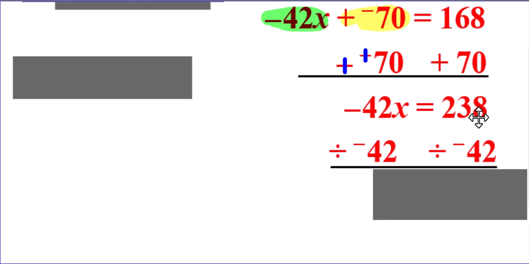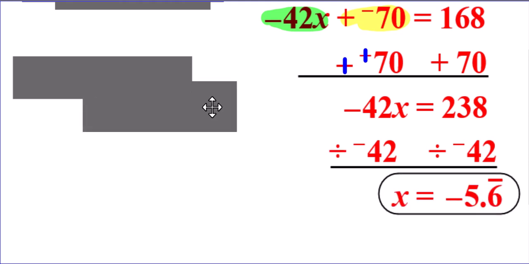Use your calculator, because this is not something you're probably going to do without one. 238 divided by negative 42 is negative 5.6 repeating. Your calculator probably actually put a 7 on the far right end. If your calculator did that, it's just rounding at the end. Ignore that. This is a repeating 6. You could also write the answer as negative 5 2/3, a mixed number, if you would like.